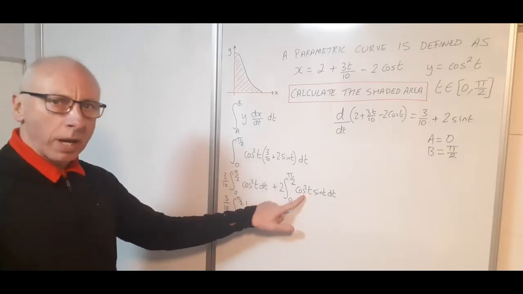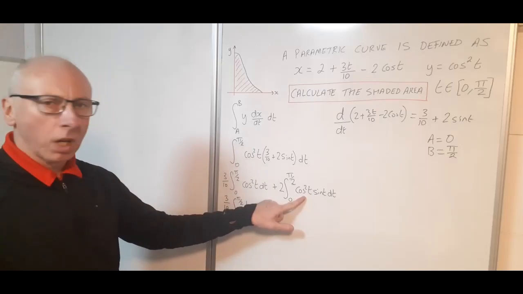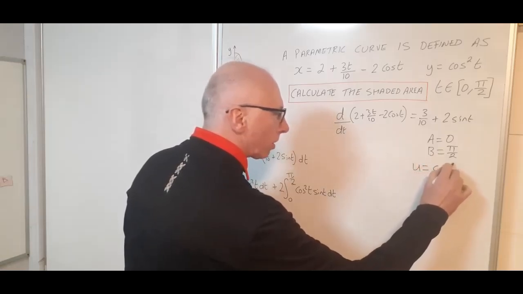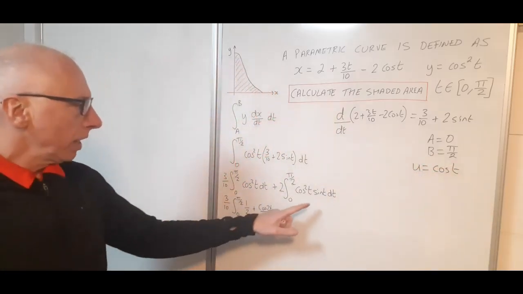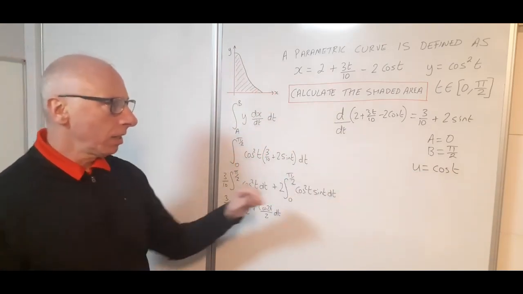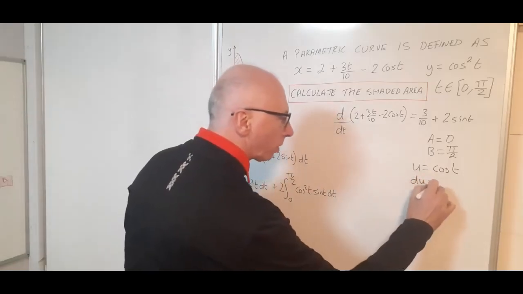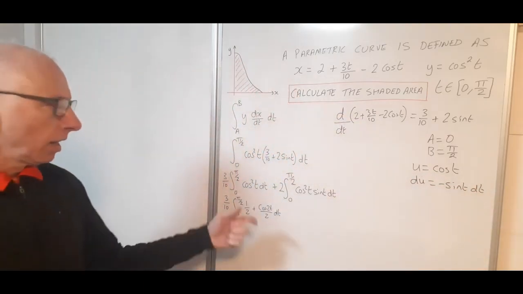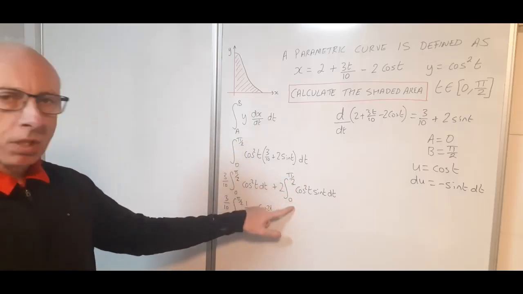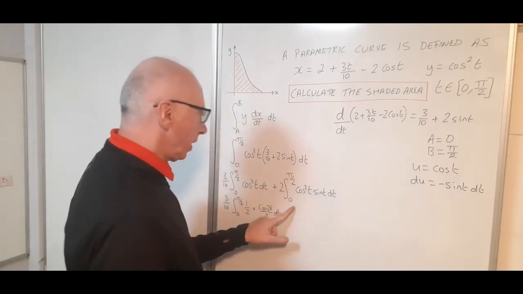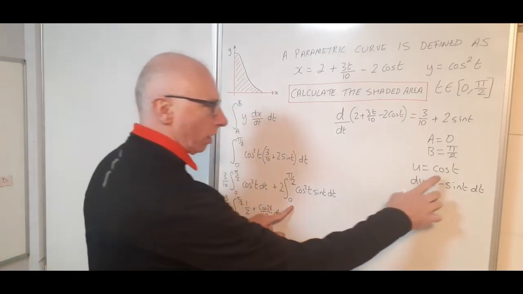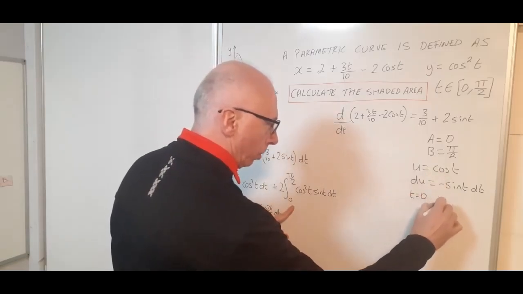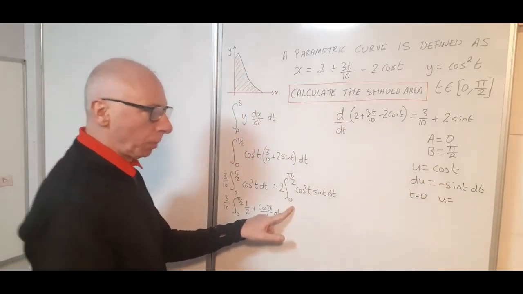So as I've got cosine squared, I want to let my u equal cosine t. So if u equals cosine t, then I now need my du with respect to t. The derivative of cosine, so du equals negative sine t dt. Then let's put that in, but let's change our parameters while we're at it. So if t equals 0, then u would equal cosine 0, which would be 1.